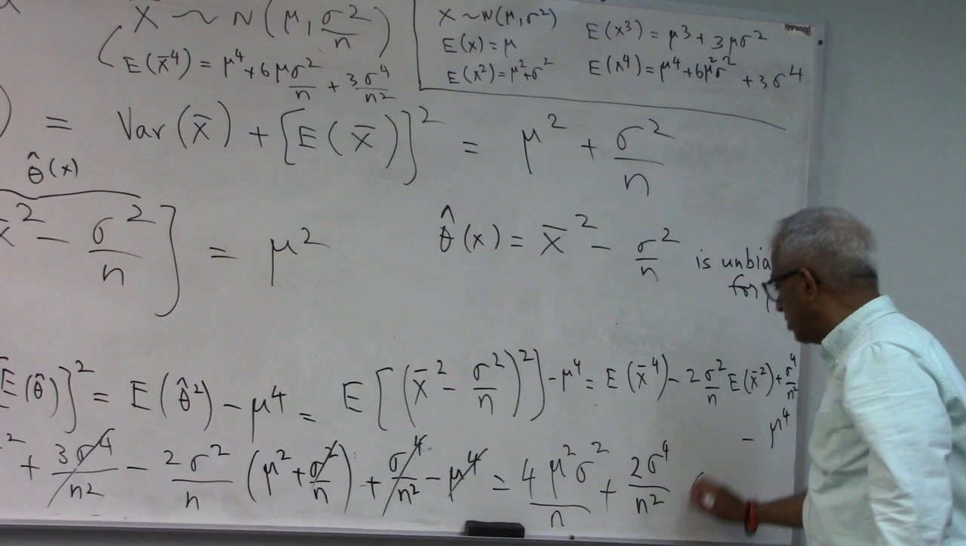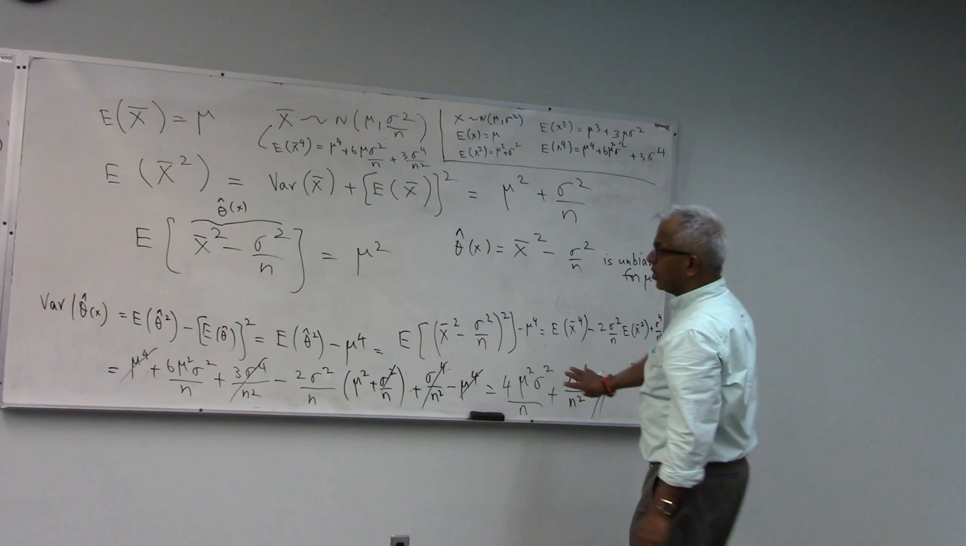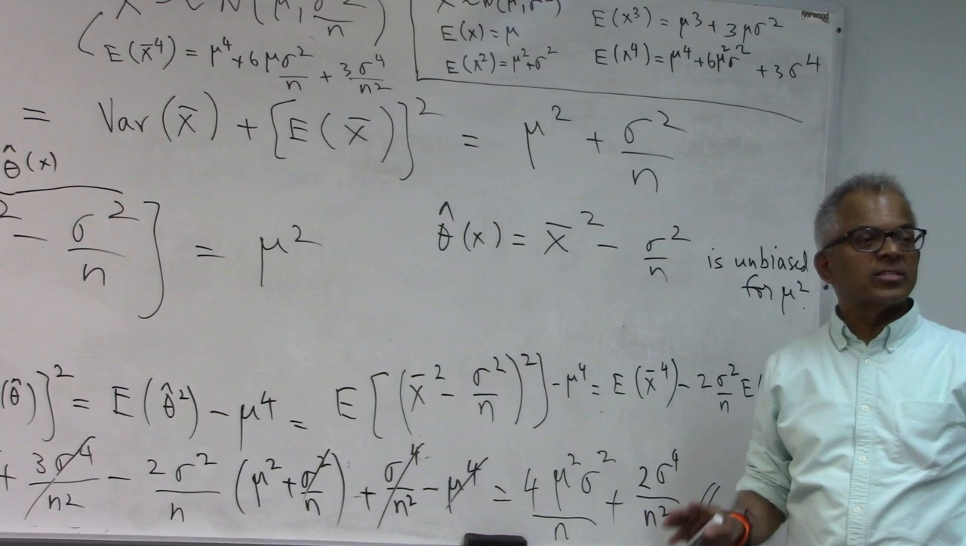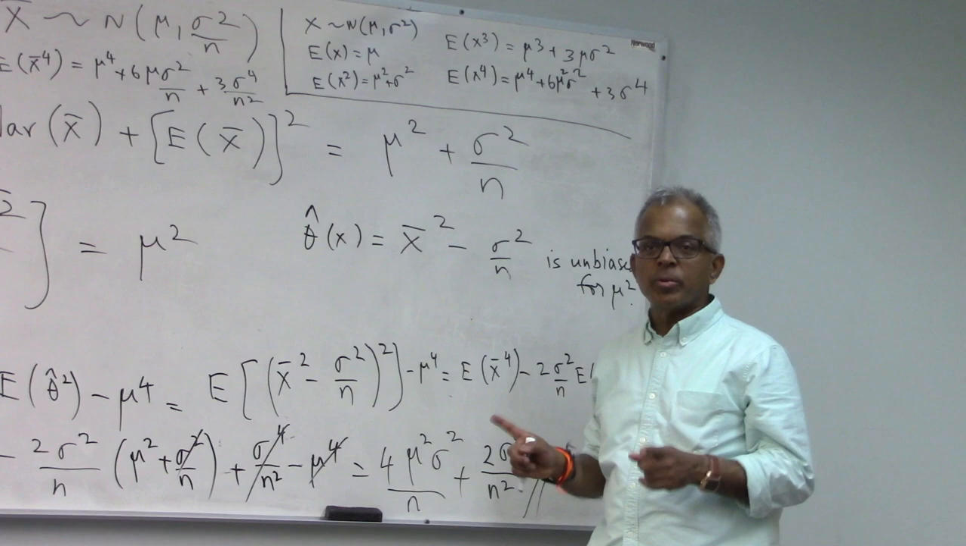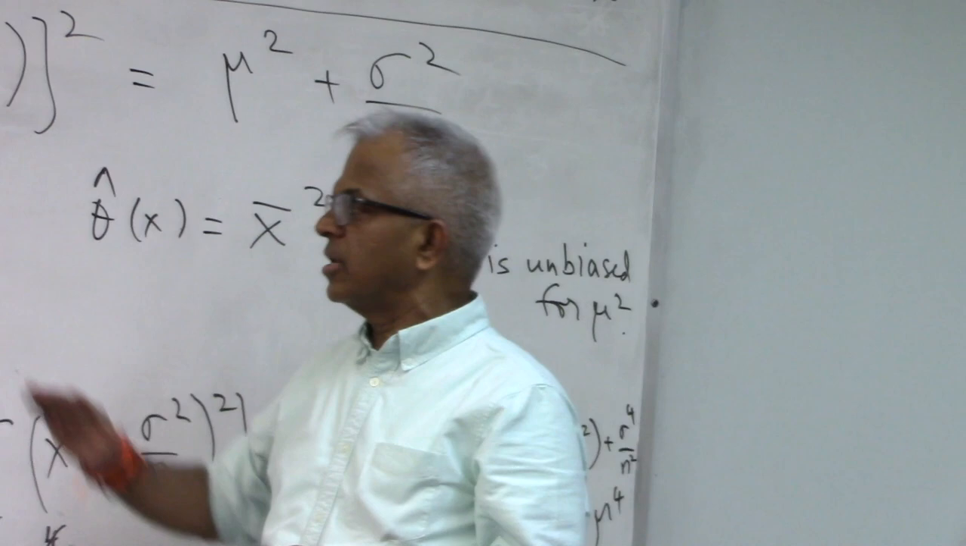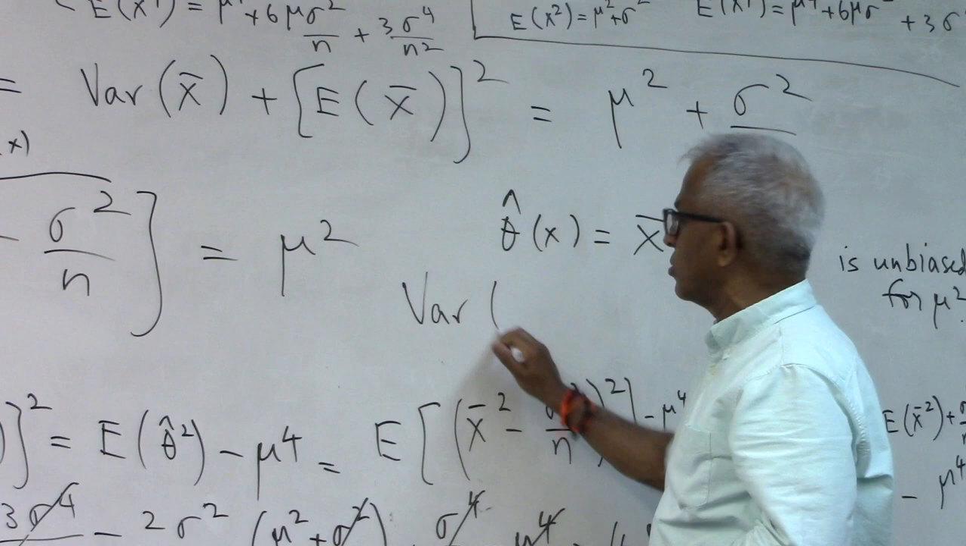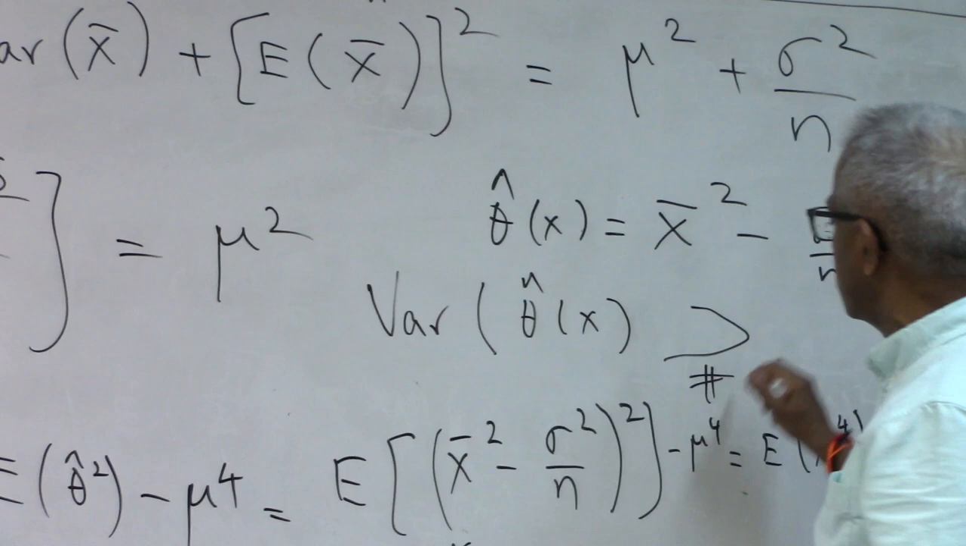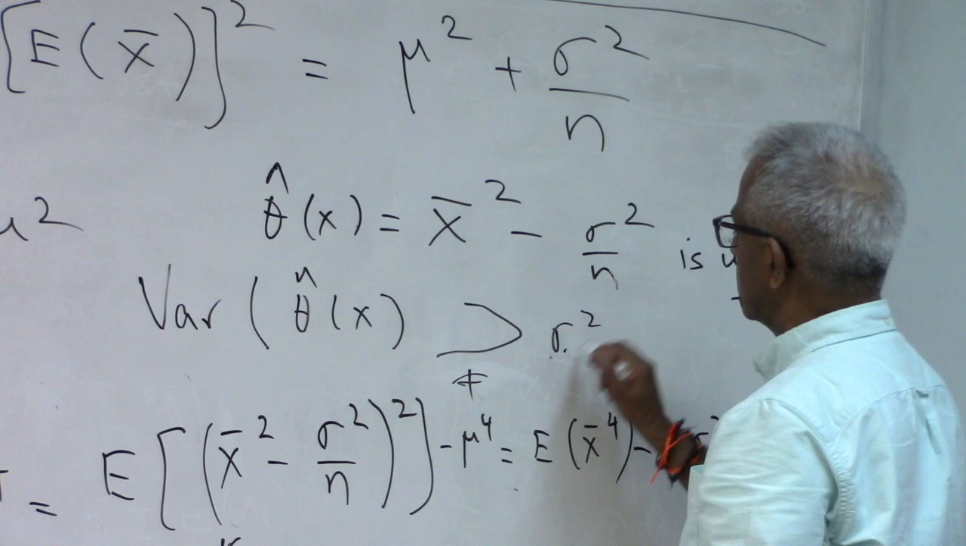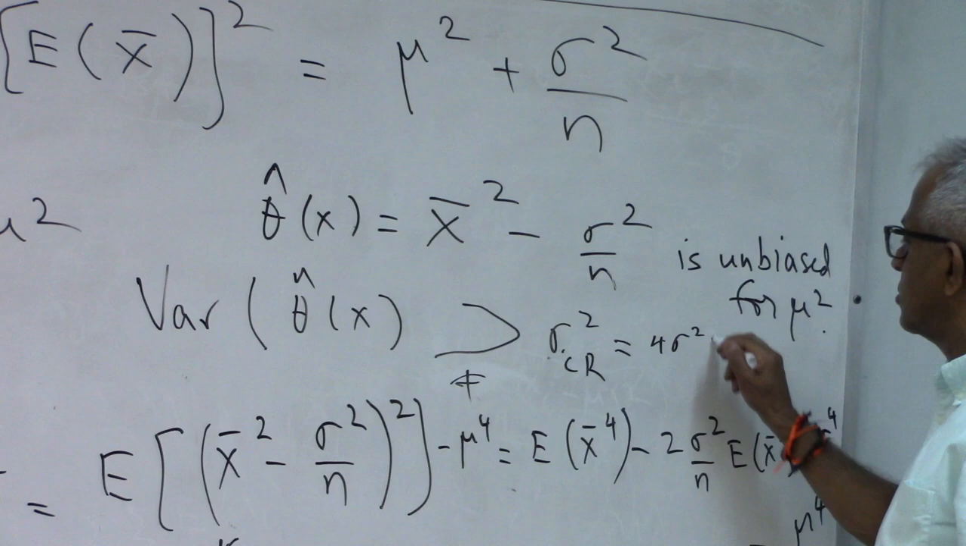So this is the actual variance. Where is the Cramer Rao bound? Look there. The Cramer Rao bound is only this term. So the variance is higher than the Cramer Rao bound. So here is a case, look at the calculations involved, where the estimator is not efficient. Remember, in this case, the variance of your estimator is strictly greater than, not equal to, the Cramer Rao bound. This is not equal to sigma squared CR, because sigma squared CR is only 4 mu squared sigma squared over n, whereas the variance has this extra term.